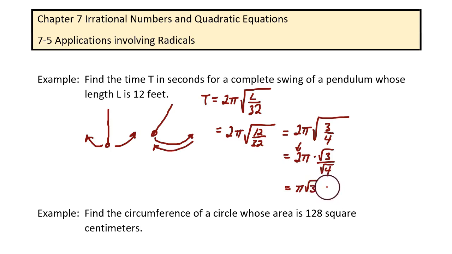We're told that time is measured in seconds. This expression gives an exact answer for the time, but on a problem like this, it might be more useful to have a decimal approximation. You could take a calculator and multiply 3.14 times the square root of 3 to get that decimal.